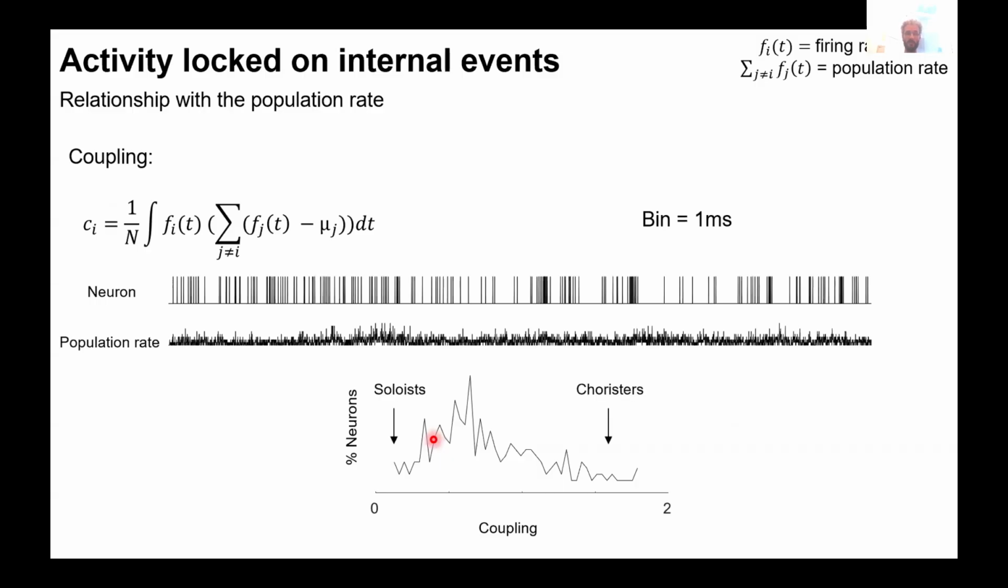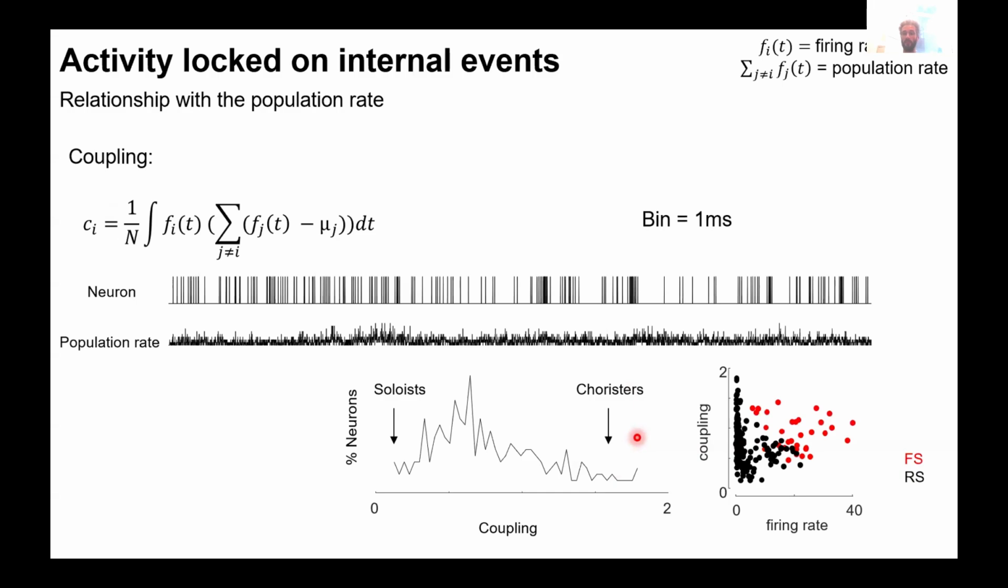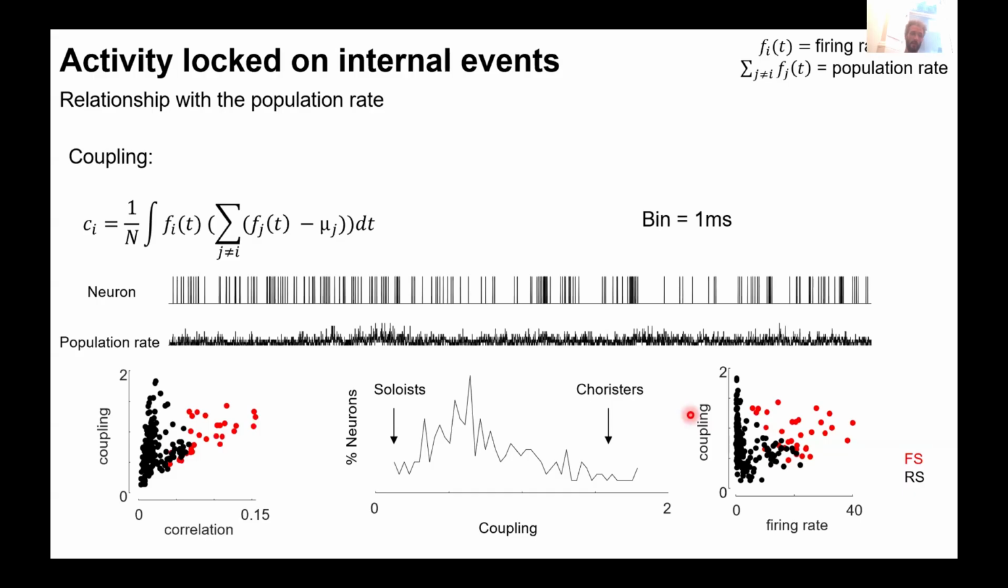And just to go back to this idea of the orchestra, you have here the soloists, which are poorly coupled to the population, and the choristers, which are highly coupled to the population. And when you plot it as a function of firing rate, here you see no correlation. So you factored out the importance of firing rate from this measure. The coupling and the correlation with the population rate are correlated, but not entirely the same. All right, so that's just to present you the different tools you can use.